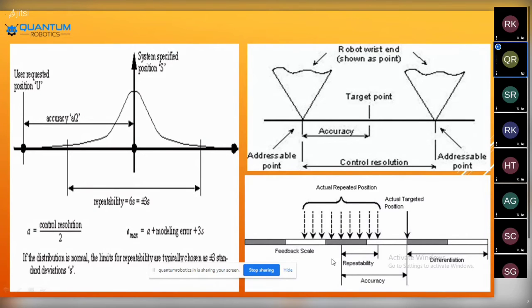And from here there will be the feedback scaling. The feedback scaling is how the feedback is going to be scaled, and whatever the resolution of a position from the accuracy, it is going to flow in a particular direction. The displacement is going to be calculated, and according to the displacement, the actual repeated position is going to give the accuracy of the particular task.